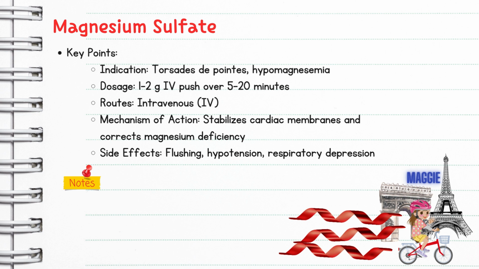So after Maggie does this Tour de France, what is she going to feel like? Blah, right? She's going to be exhausted. So that's what mag sulfate does, it just exhausts you. So you give 1 to 2 grams IV push over 5 to 20 minutes.